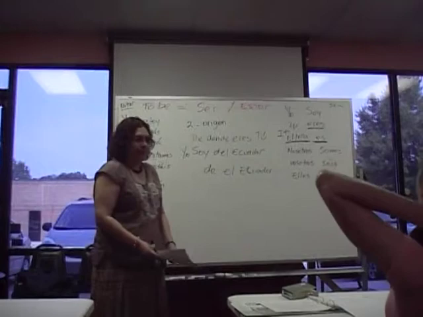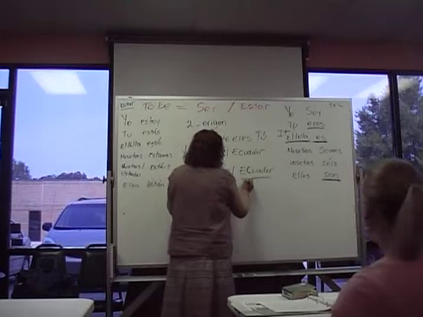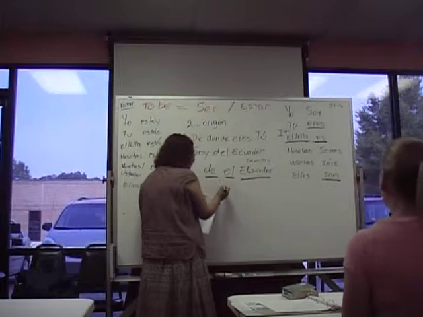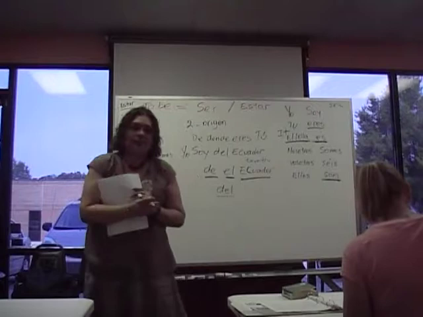Okay, see? This is the article. This is the noun. This is the country. I told you, when you have de in front of el, you make it del. It's a contraction. Okay.